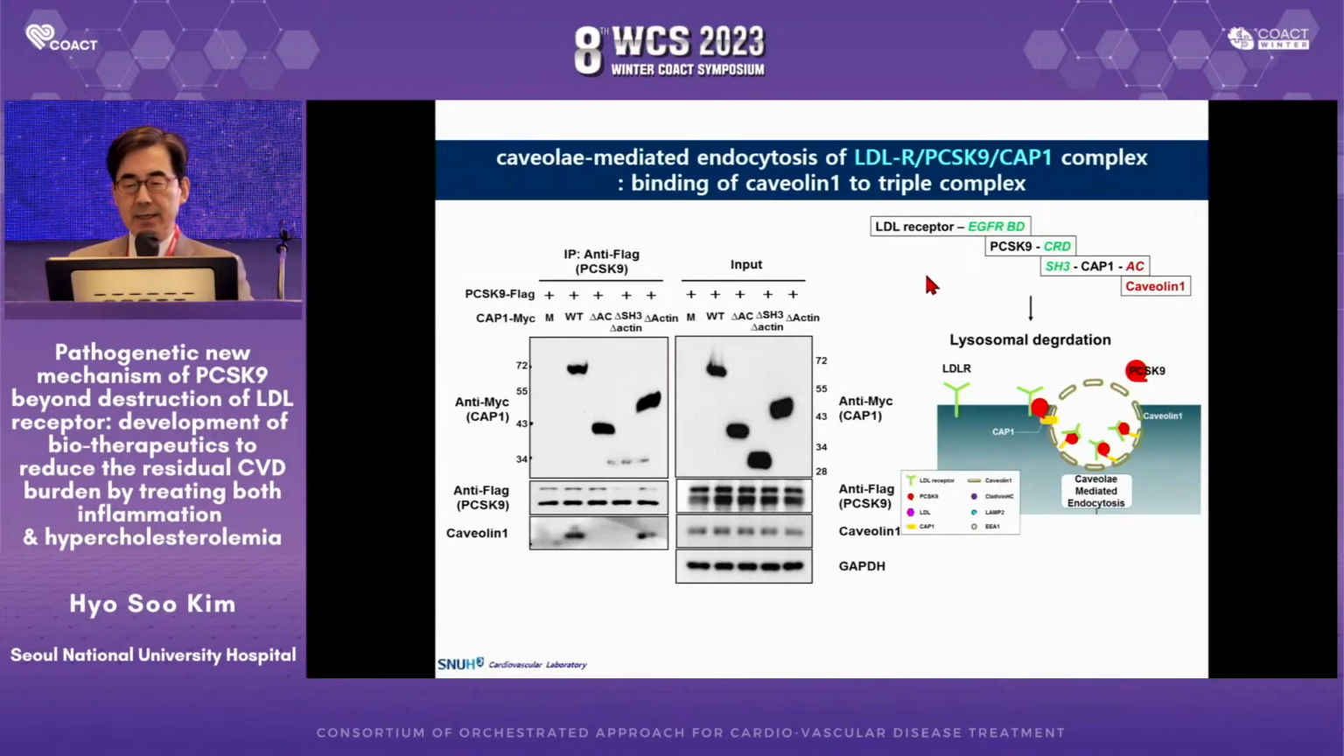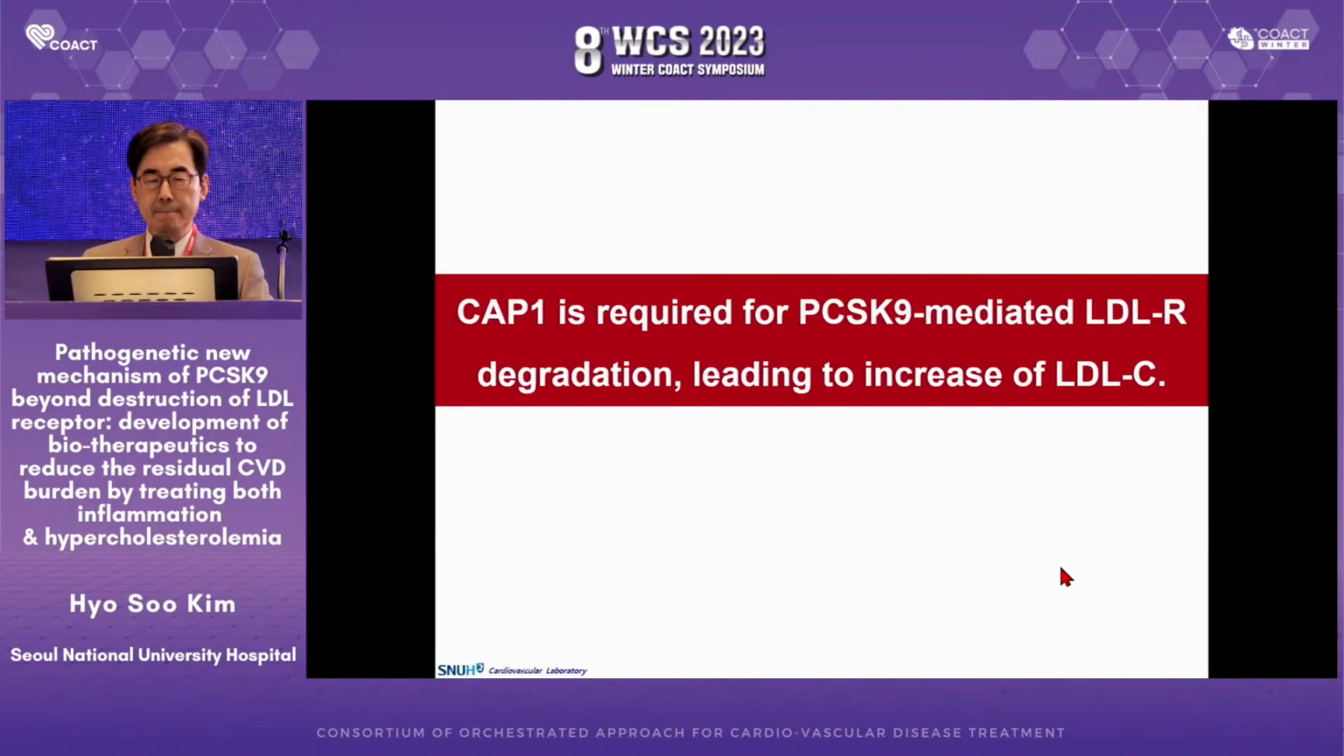Here is the actual quadruple complex domain. The EGF-A homologous domain of the receptor binds to the catalytic domain of PC9. CRD binds SH3. The AC domain contacts caveolin. This quadruple complex is internalized through the caveosome, leading to lysosomal degradation. In this process, CAP is required for PC9-mediated receptor degradation, leading to an increase of LDLC. If CAP is not there, even a lot of PC9 cannot degrade the receptor. PC9 is non-functional without CAP.